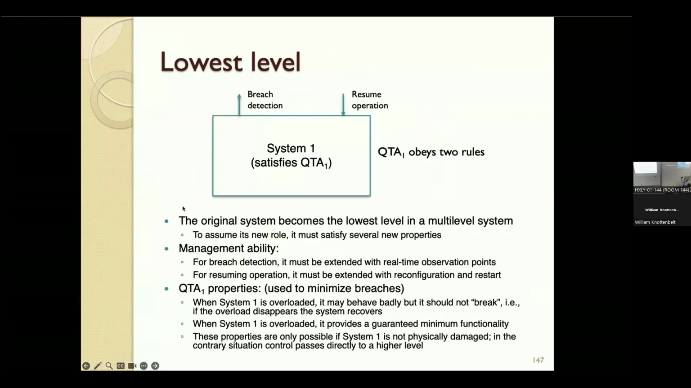Okay, so now we build a multi-level system. We take our original system, and it becomes the lowest level. But we need to change it a little bit. It must satisfy several new properties. First of all, it must be extended with observation points. You have to know when the QTA has been breached, and there must be some way of doing things like reconfiguring or restarting. There must be a breach and resume. And then it has to obey the design rules that I presented before.